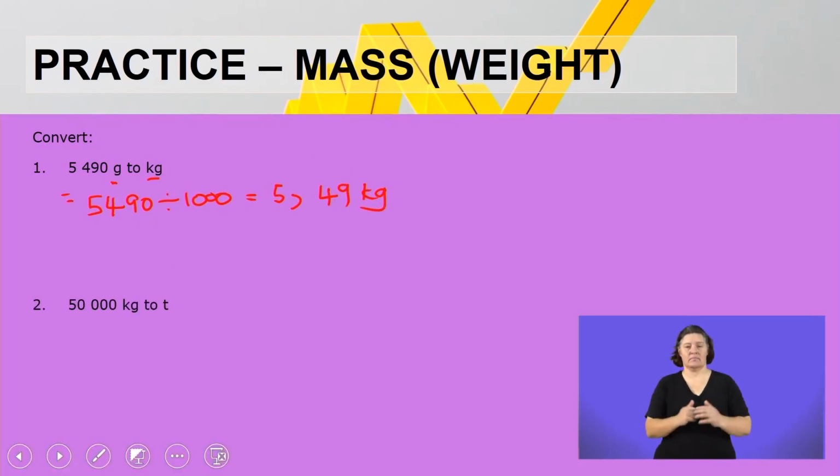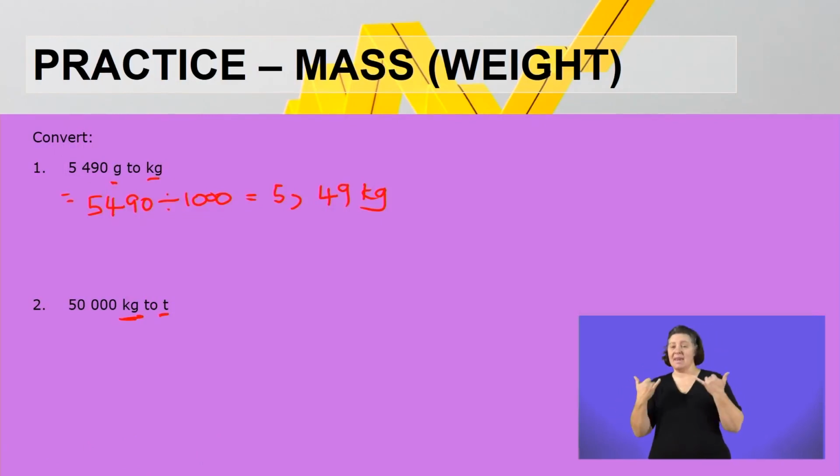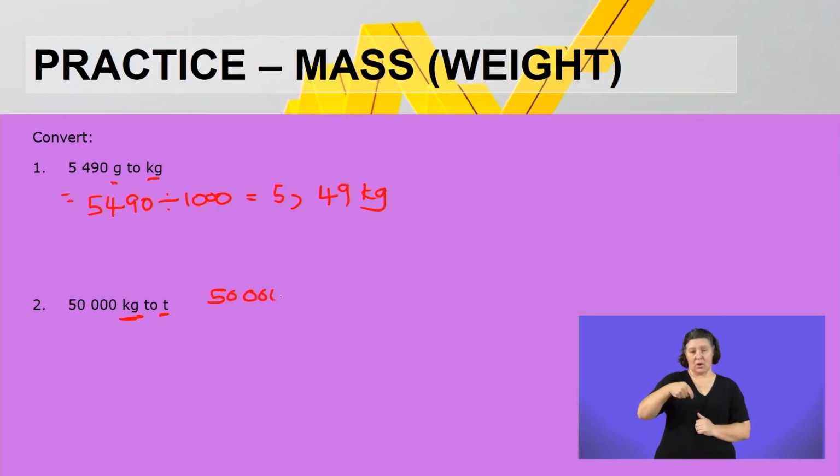Looking at the next sum, we have 50,000 kilograms, and we must convert that to tons, right? So in this case, it's small to big, so therefore I will have to divide. So I'll take my 50,000, and I divide that by 1,000. So in this case, if I look, that should give us 50 tons. Hope that makes sense, grade 12.